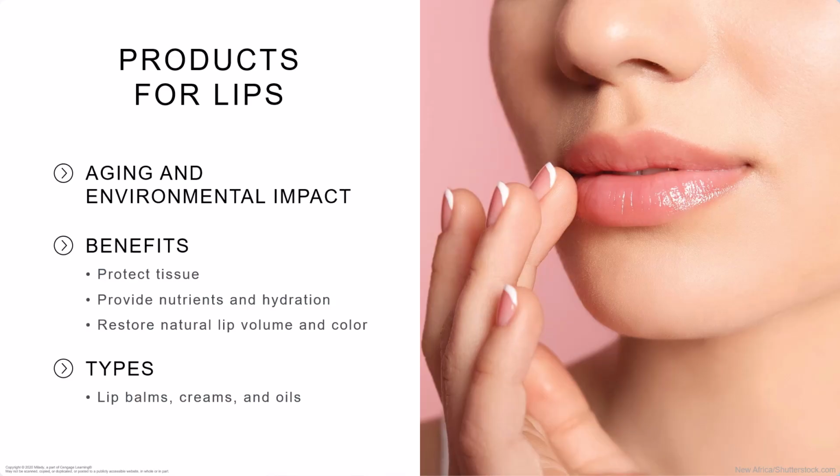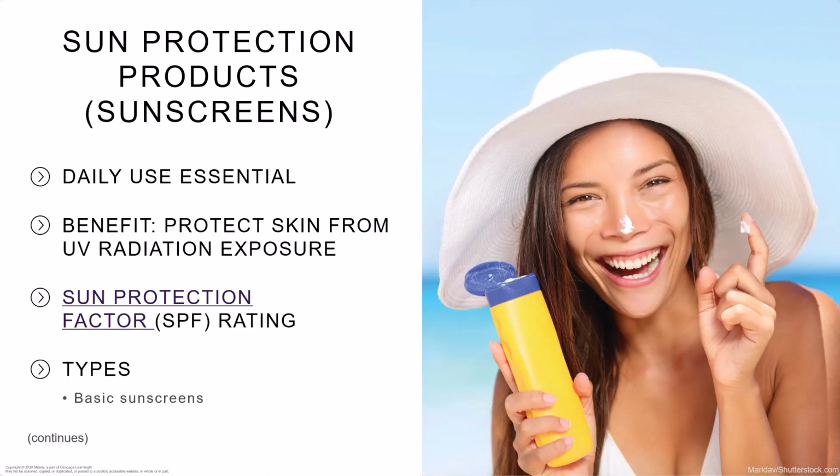For lip products, there are lip balms, creams, and oils, and they're formulated to hydrate and soften the lips. Some treatments contain collagen derivatives and other agents to plump the skin and restore a natural volume. Exfoliating and healing ingredients can also be used in lip conditioners. Sun protection products or sunscreens are going to be used as the last step of a facial treatment and are essential for daily home care use all year long.